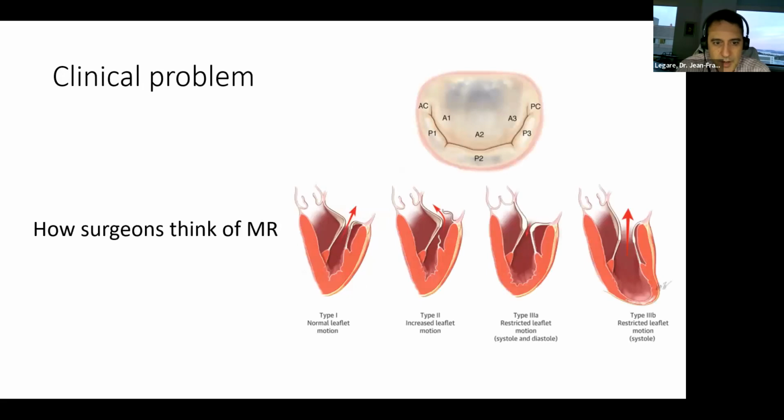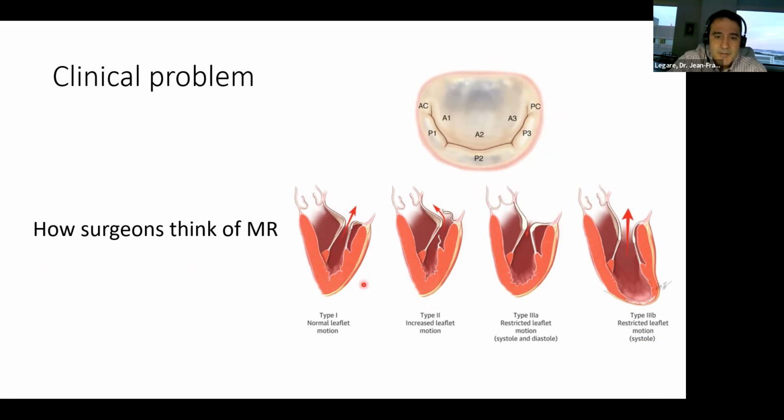So the clinical problem we often have is we face patients with mitral insufficiency, and as a surgeon, we tend to think of this kind of classification, because this is the way we imagine we would repair valves. We separate the valves into scallops, the anterior leaflet and the posterior leaflet. This is why when we look at a T echo, we like to see the surgeon's view, because it helps us imagine the problems.